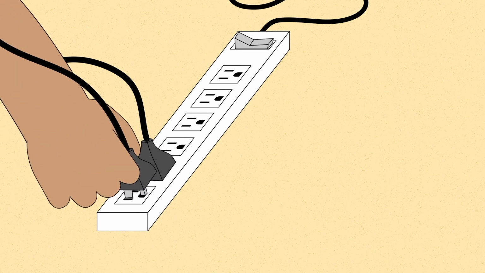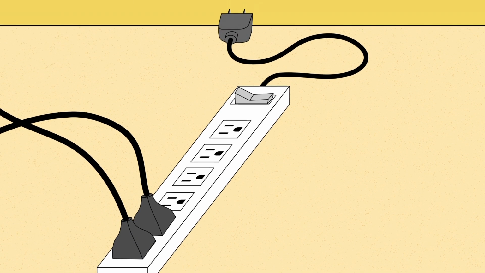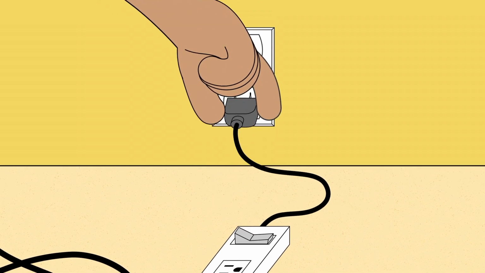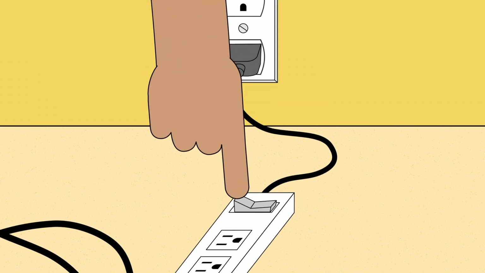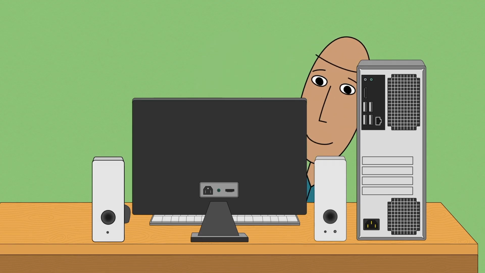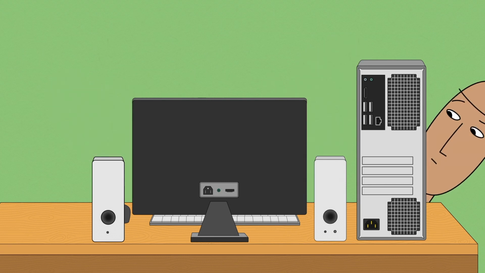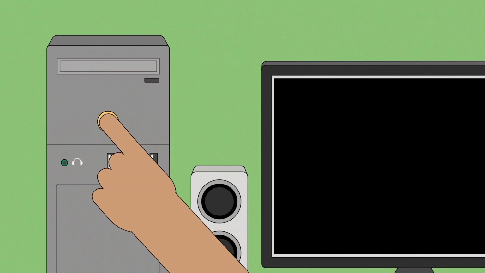We recommend using a surge protector to keep your equipment safe in the event of a power surge. When you're ready, plug the surge protector into a regular outlet. If it has a power switch, you may need to switch it on. That's all there is to it. Now take a minute to make sure you're happy with your workspace. Then turn your computer on.